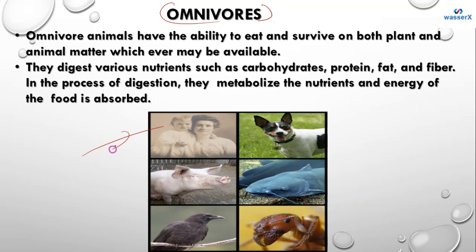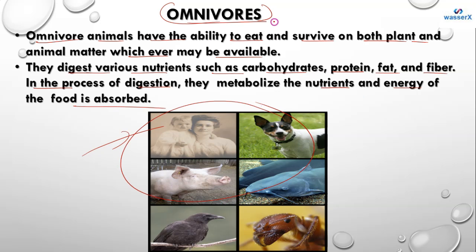Now we have the next one that we call omnivorous. A human being also comes in the same category. Omnivores are those animals that have the ability to eat and survive on both plant and animal matter, whichever may be available. They digest various nutrients such as carbohydrates, protein, fat, and fiber in the body. In the process of digestion, they metabolize the nutrients, and then the energy of the food is absorbed. As you can see in this picture, these are the omnivorous animals.